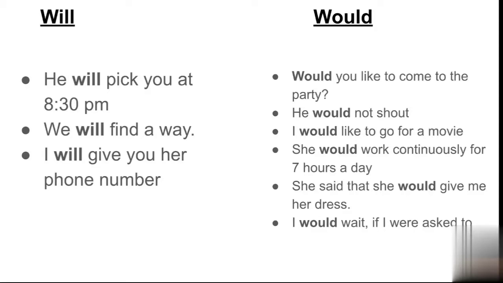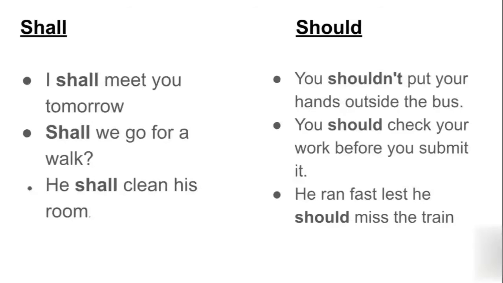It shows past habit. She said that she would give me her dress. It is willingness in the past. She said that she would give. Okay, so that shows the past. I would wait if I were asked to. It shows a condition, or not certainty is there. Uncertainty it is showing. I would wait if I were asked to, but I was not asked to wait.